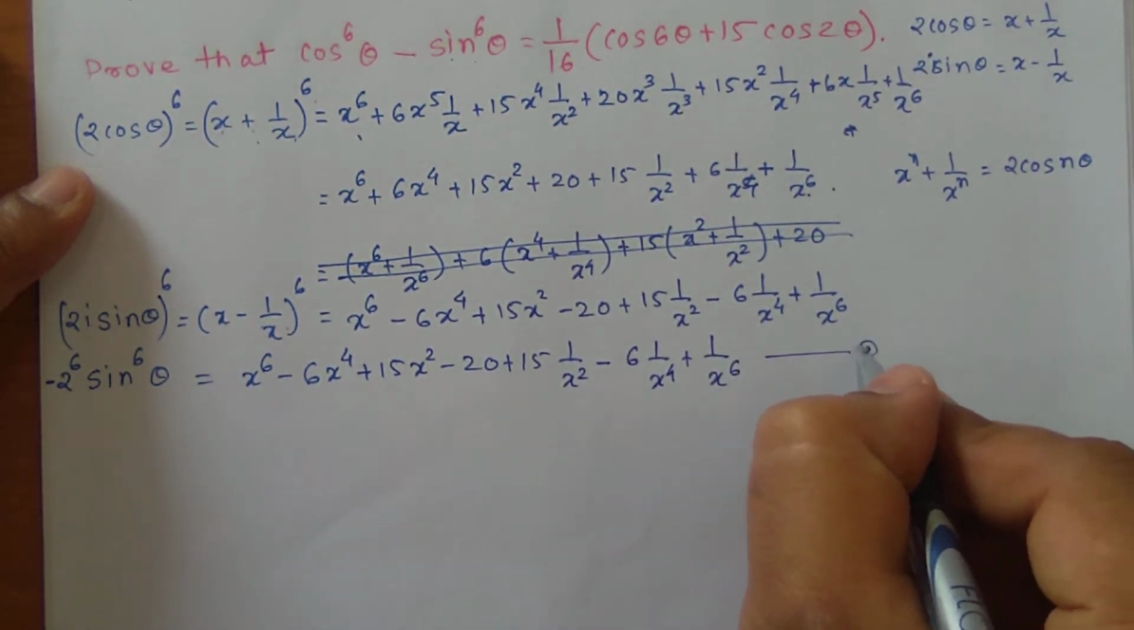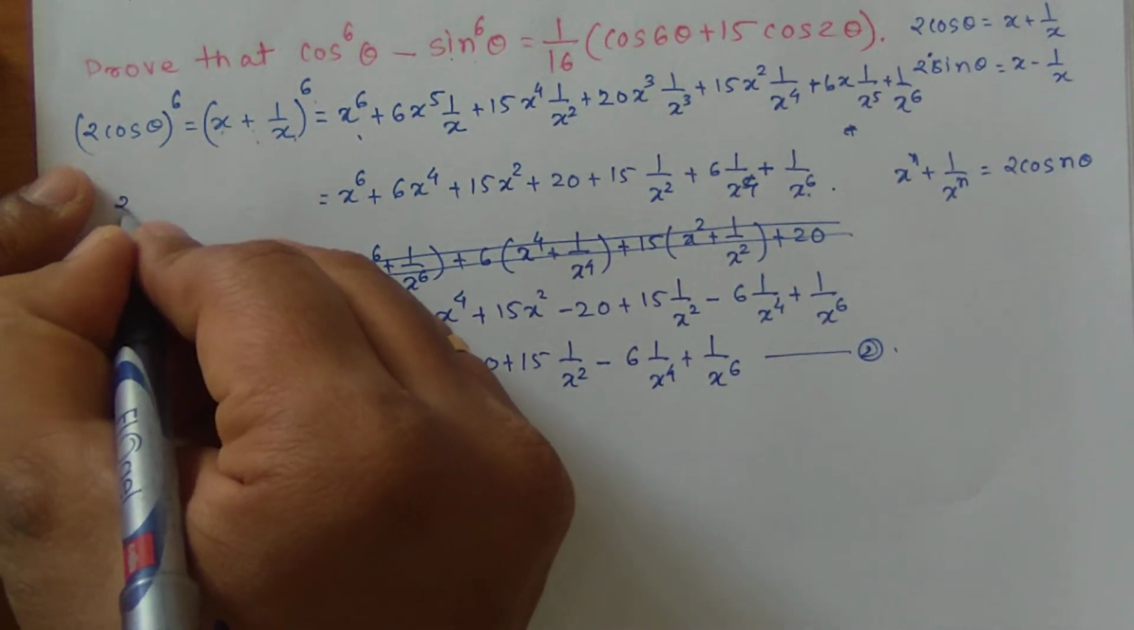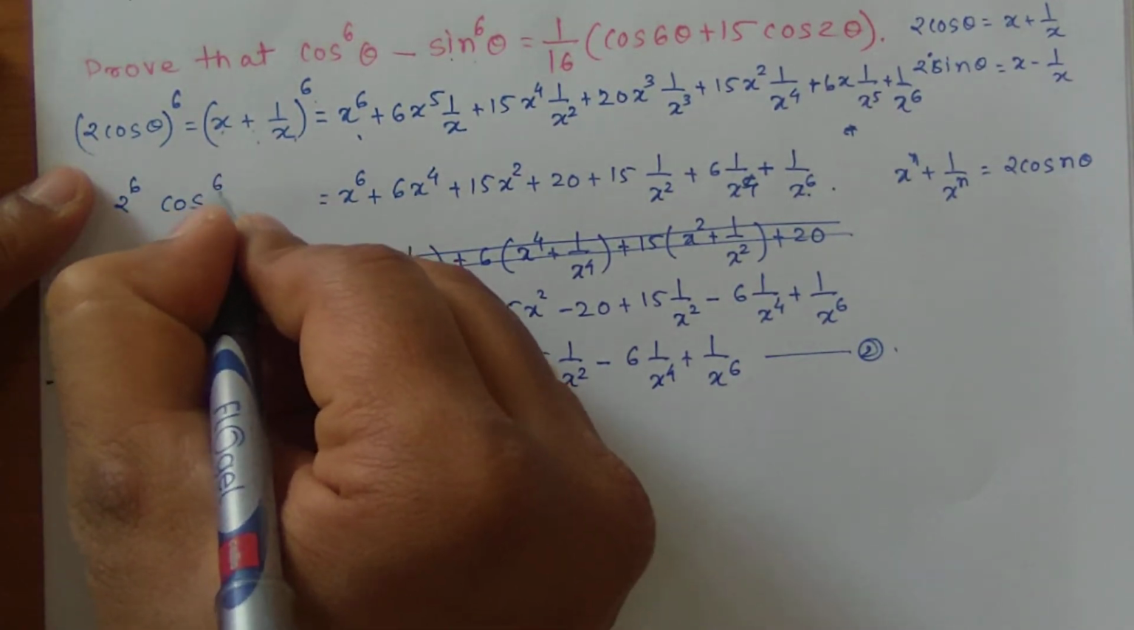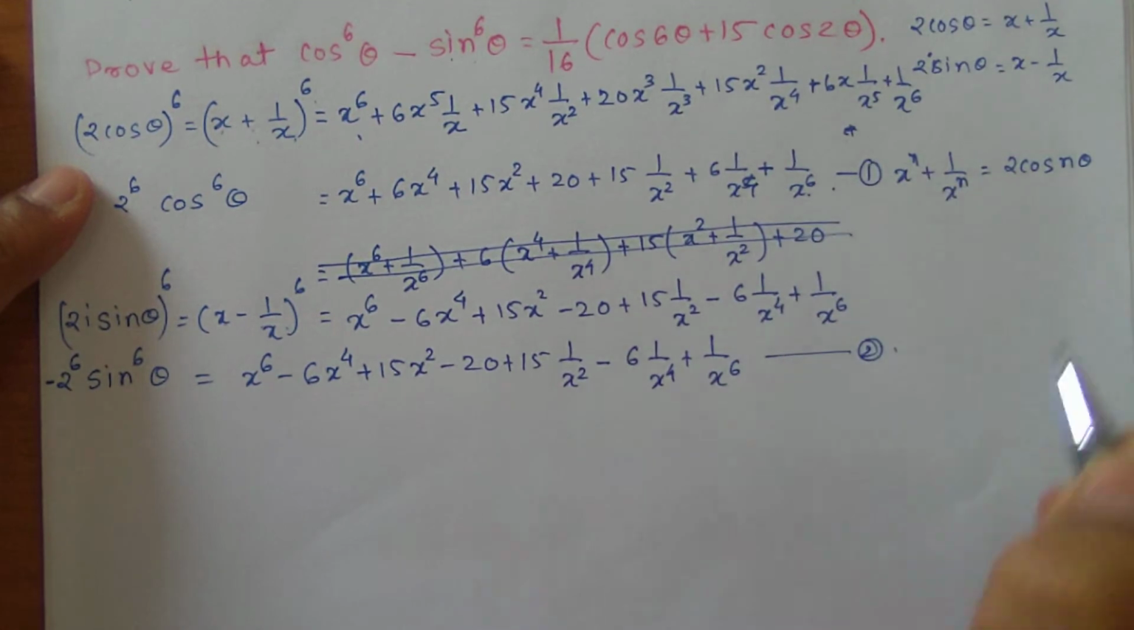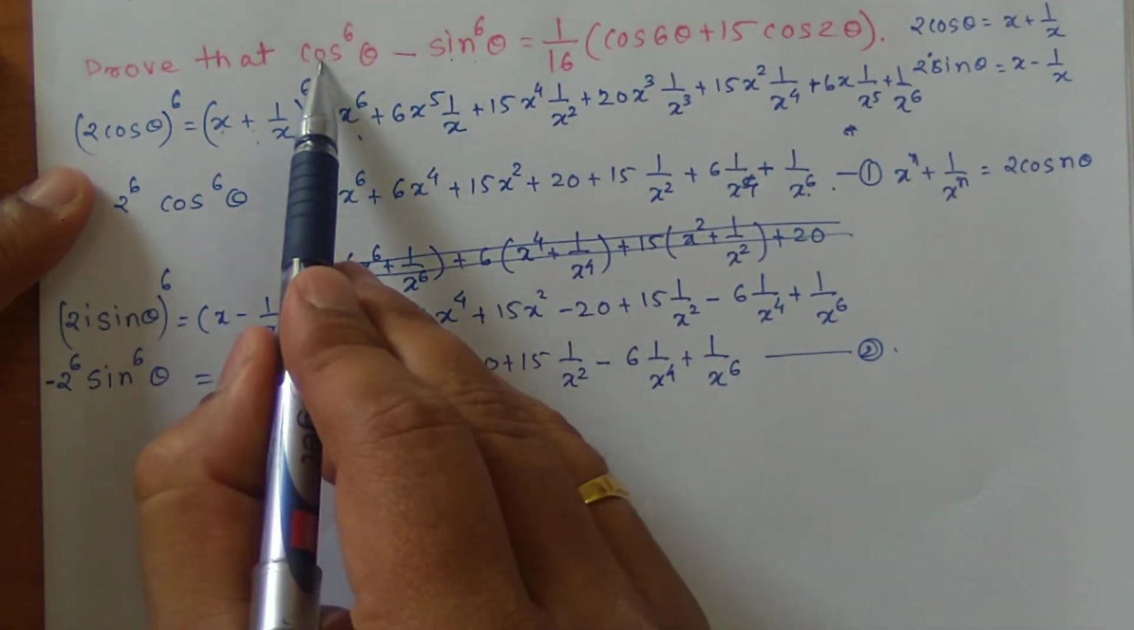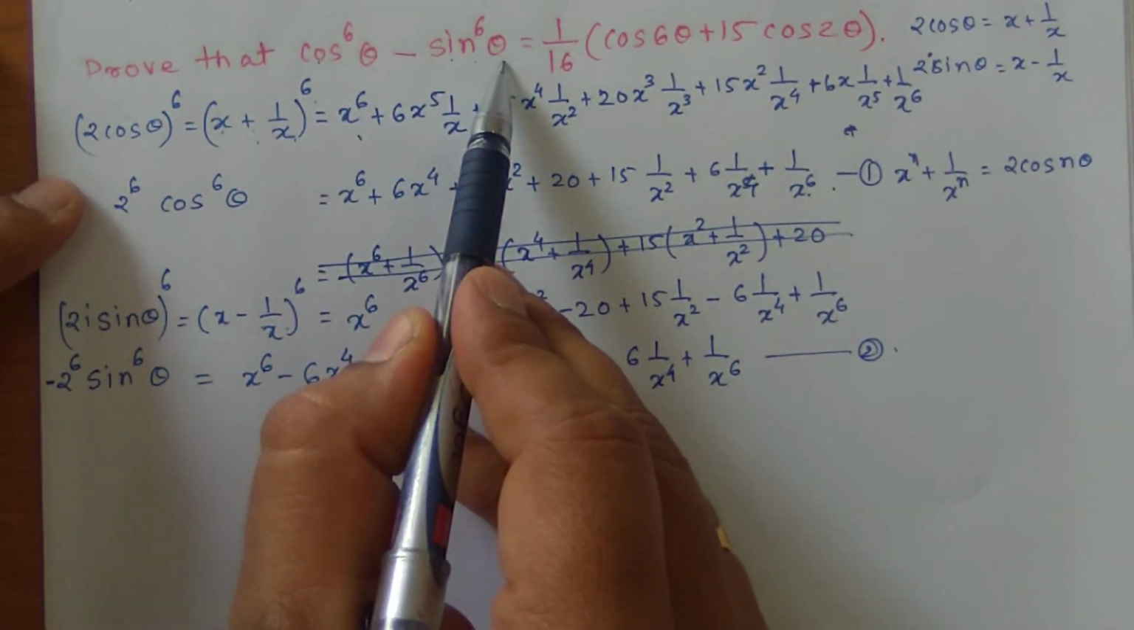I call this number 2, and 2 cos theta raised to 6 is 2 raised to 6 cos raised to 6 theta. We call this number 1. Now I require the value of cos raised to 6 theta minus sin raised to 6 theta.